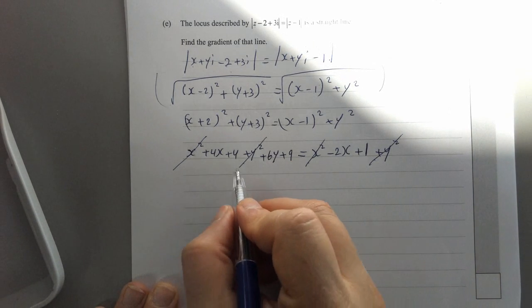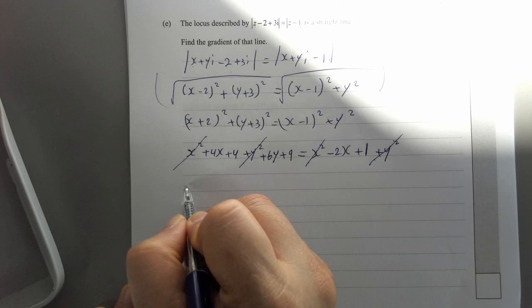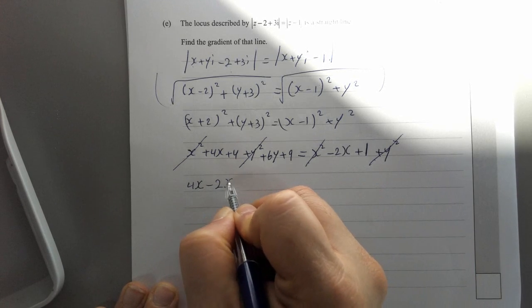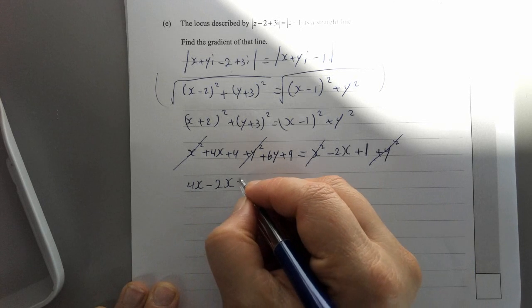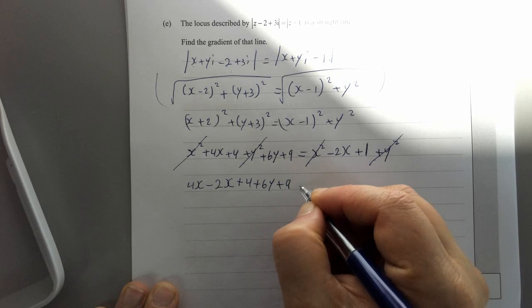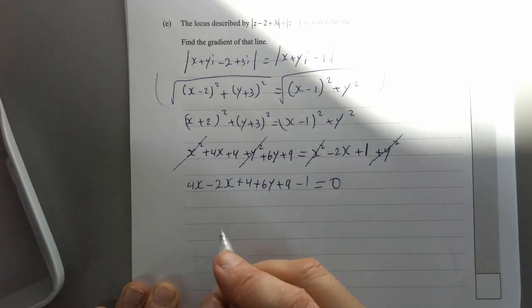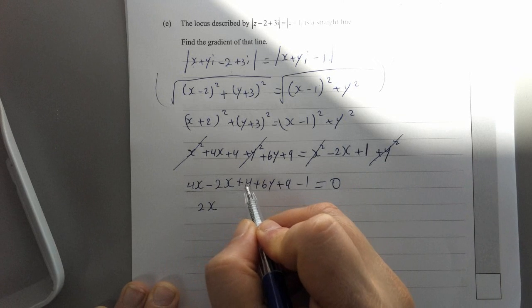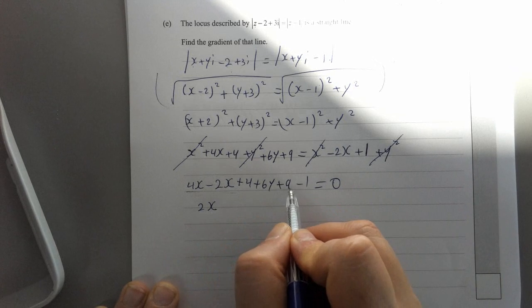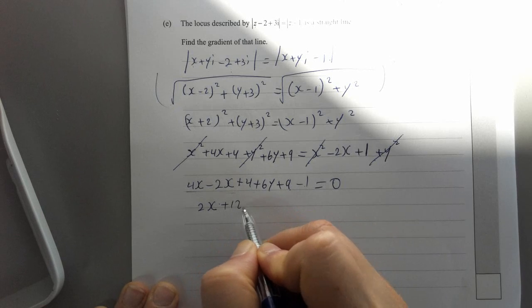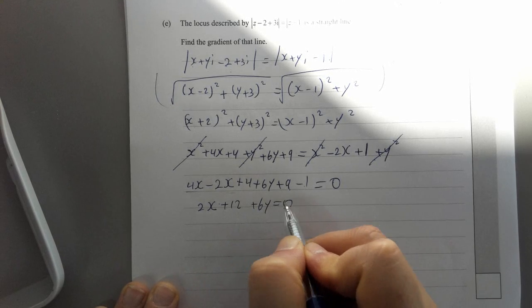And now I'm going to add the like terms. So I've got 4x minus 2x plus 4 plus 6y plus 9 minus 1 equals 0. And then those two give me 2x. And over here, I've got 13 minus 1, so it's plus 12, plus 6y equals 0.